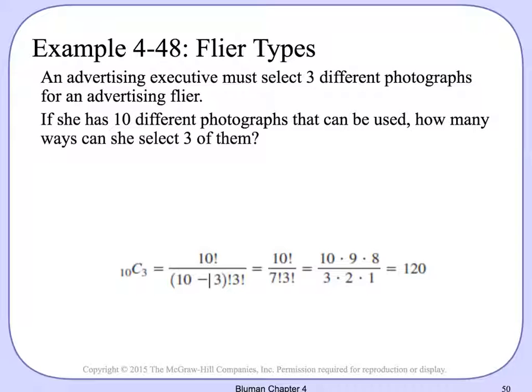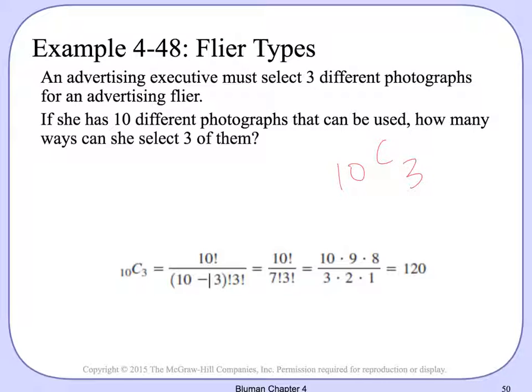So why is this one a combination? An advertising executive must select 3 different photographs for an advertising flyer. If she has 10 different photographs that can be used, how many ways can she select 3 of them? Right. How do you know on this one the order doesn't matter? It just says number of ways, and does it say anything about how you're putting them on there, or does it say you're putting them in first, second, third? She's picking 3. We don't know anything else. So if it doesn't say that she's got them in an order, there's no order. So this one would be 10C3.